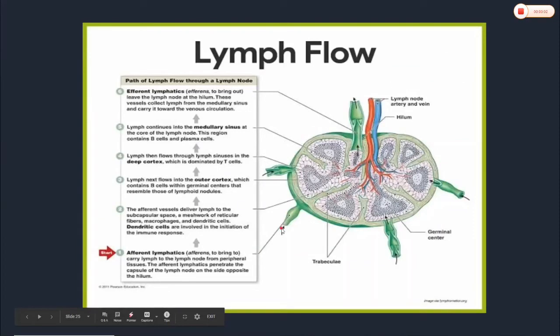From the afferent lymphatics, which carry lymph to the lymph node, the afferent vessel will deliver lymph to the subcapsular spaces, with fibers, macrophages, and dendritic cells, and then it will flow to the outer cortex, which contains B cells, next to the deep cortex, which contains T cells, and the lymph will continuously flow into the medullary sinus, and it will bring out at the efferent lymphatics.